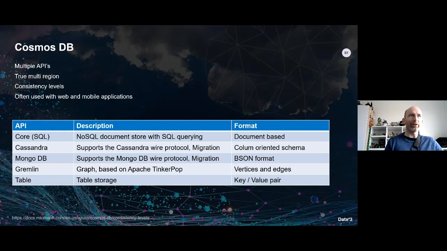So if we just look at the APIs here briefly, we have the core, which is the SQL. So this is a NoSQL document store with SQL-like querying, and it's document-based. Cassandra and MongoDB are generally used for migration purposes. So Cassandra is a column-oriented schema, while MongoDB is a BSON format. Gremlin is a bit different. Gremlin is a graph database and is based on Apache TinkerPop. So where we're familiar with columns and rows, Gremlin uses vertices and edges. And then lastly, we have table. So table is a key value pair.